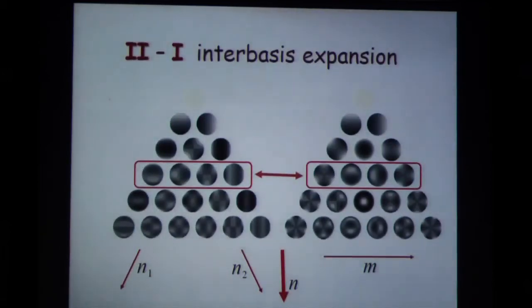So, what are the interbasis expansions? Here is 0, 1, 2, 3. The vertical axis goes with the principal quantum number. This is system 1, where here you have n1 and n2, as if they were quanta in a two-dimensional harmonic oscillator. I mean, they play the same role, but they're different. And this is a new basis for system 2 that has, well, total energy and angular momentum.